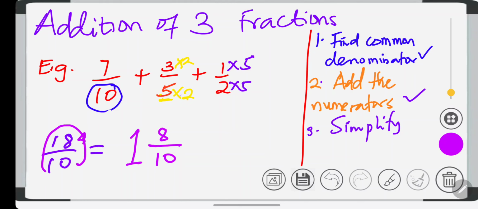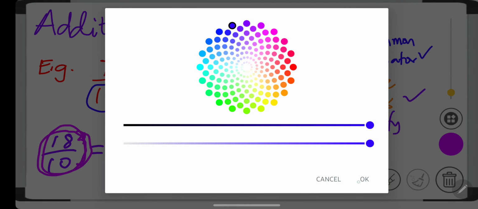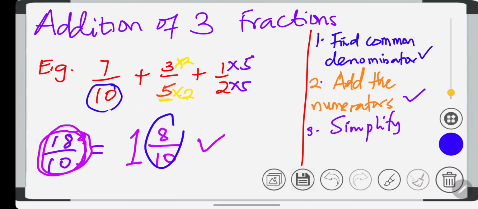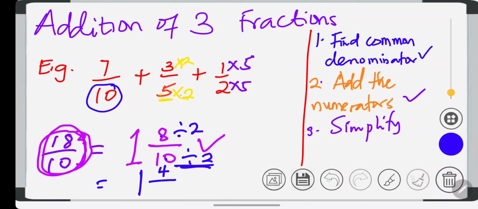And now we've simplified by changing 18 over 10 into a mixed number. But again, 8 over 10 here can still be simplified. What number can we divide 8 and 10 by to simplify? We can use 2. So divided by 2, divided by 2. The 1 whole still remains. 8 divided by 2 gives us a 4. 10 divided by 2 gives us 5. And that becomes our final answer.